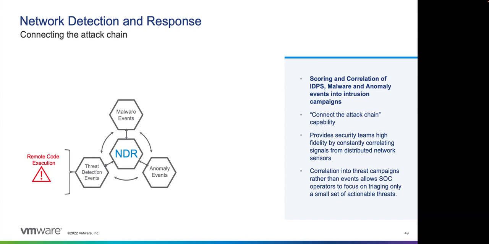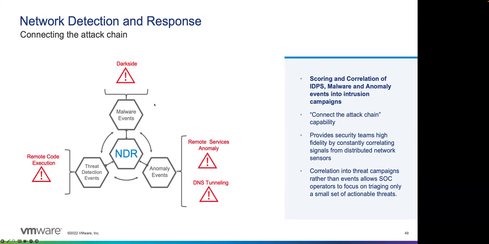So remote code execution for threat detection events, different remote services, DNS tunneling happening for your anomaly events, DarkSide malware happening for malware. Correlate all this together, and then we can give you a high fidelity alert. The more data points, the better the alert is going to be. And that's what we're doing with NDR: we're taking all these data points, and we are looking to make sure that we are giving you a high fidelity alert saying something is happening.